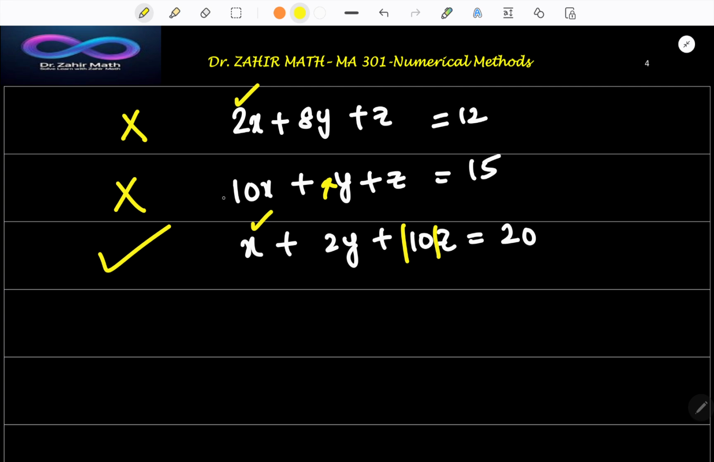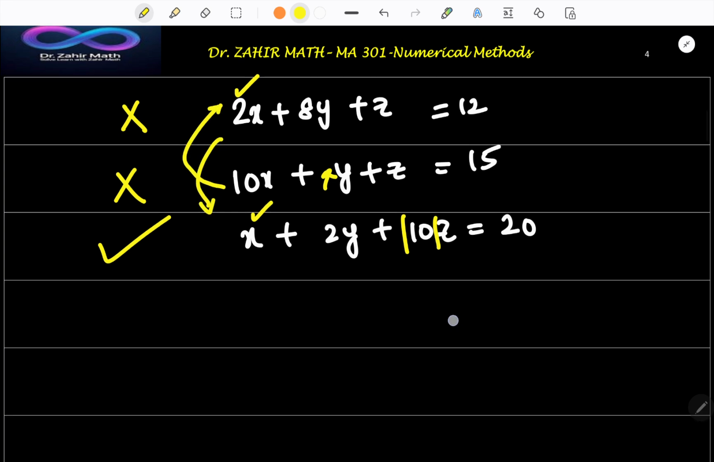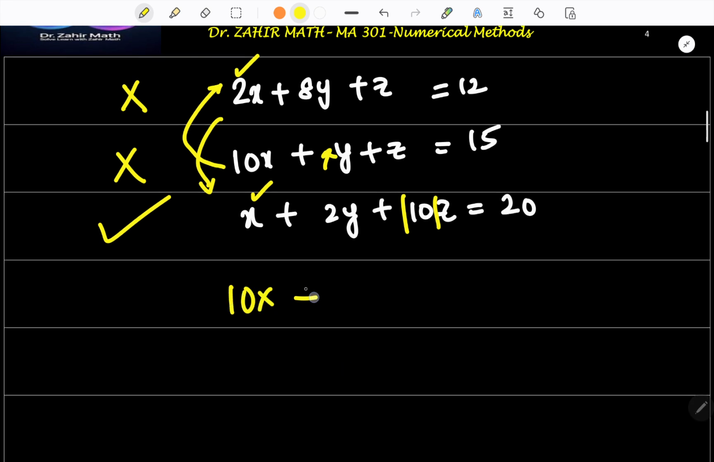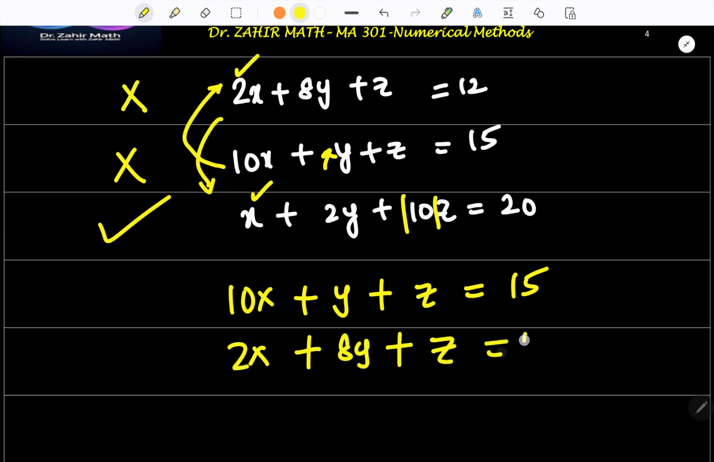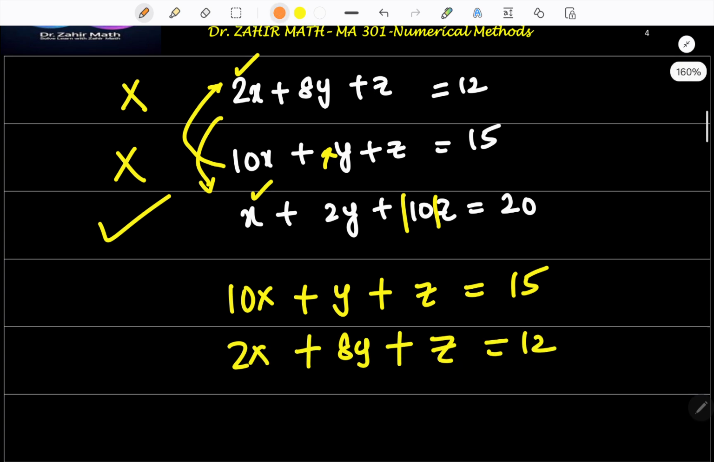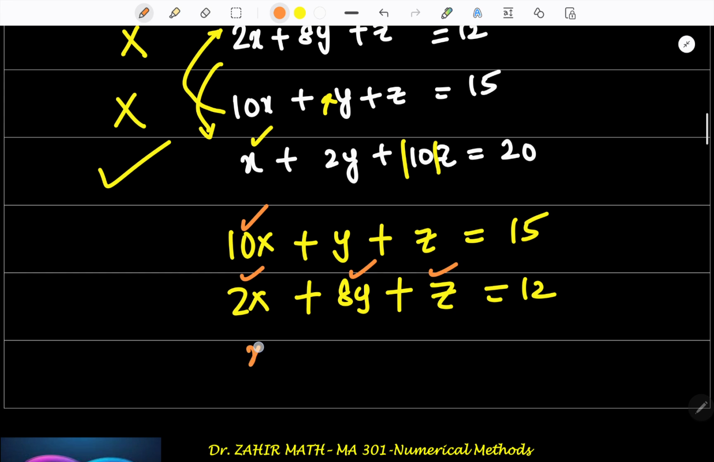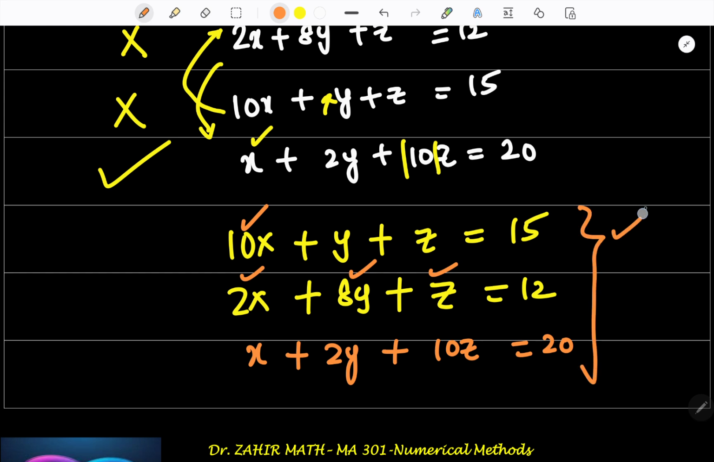Now I need to interchange what? This and this. Let me try to interchange. 10x plus y plus z is equal to 15. 2x plus 8y plus z is equal to 12. Now check it out. Yes, 10 is more than 1 plus 2, and 8 is more than 2 plus 1, 3, right? So what is your third equation? x plus 2y plus 10z is equal to 20. Now this system of equations is what? Diagonally dominant. Clear, all of you?